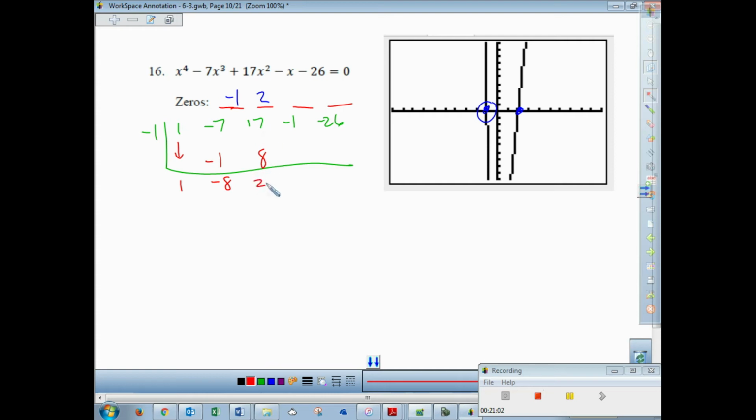17 plus 8 is 25, right? -25, -26. You better get a remainder of 0. Otherwise, you made a mistake. Now, if you chose to use the 2 instead of the -1, you'll have different numbers than me, but whatever, right? This is now cubic.